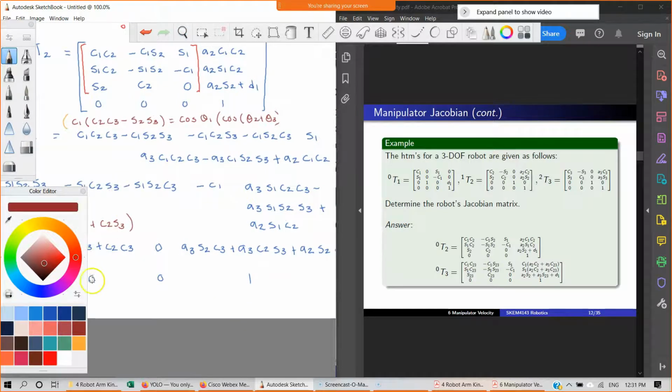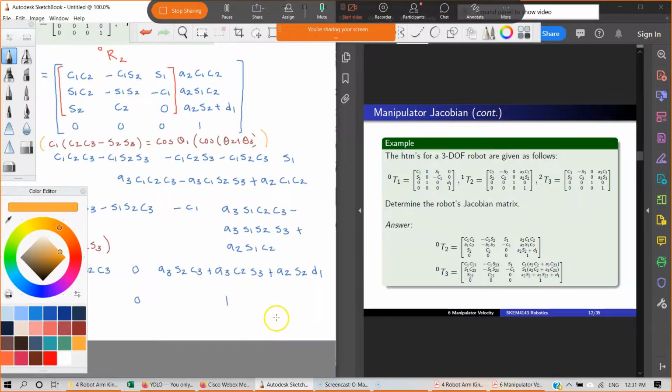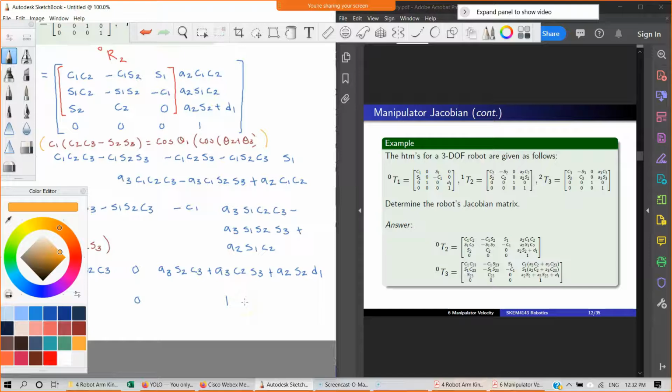All right, so similarly, you can do the other simplification as needed, or if you don't want to do it, it's okay, no problem, just leave it as it is. All right. Any questions so far? All right.